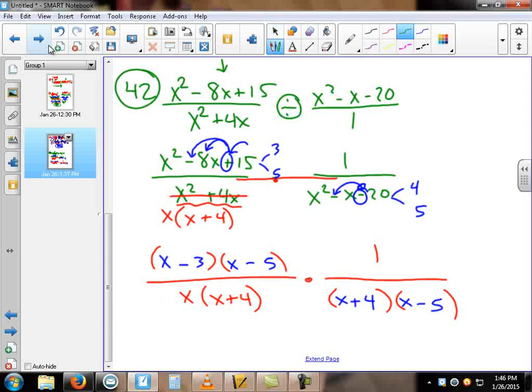All I have left to do is look for cancellations. There's no x minus 3. There is an x minus 5, however. So I can cancel those. And you know what? This x plus 4 and x plus 4, they're both in the denominator. I can't cancel them.